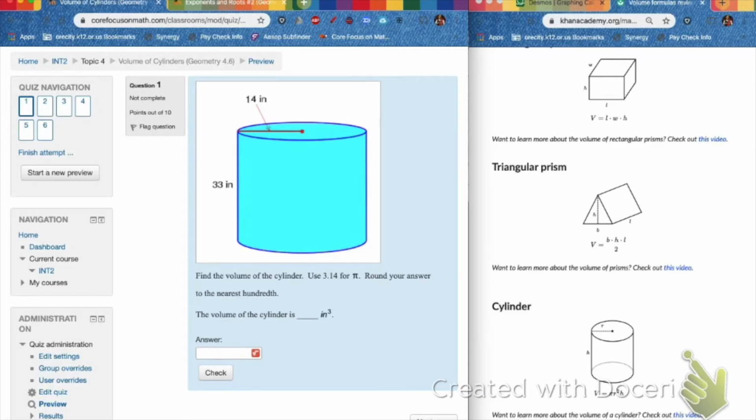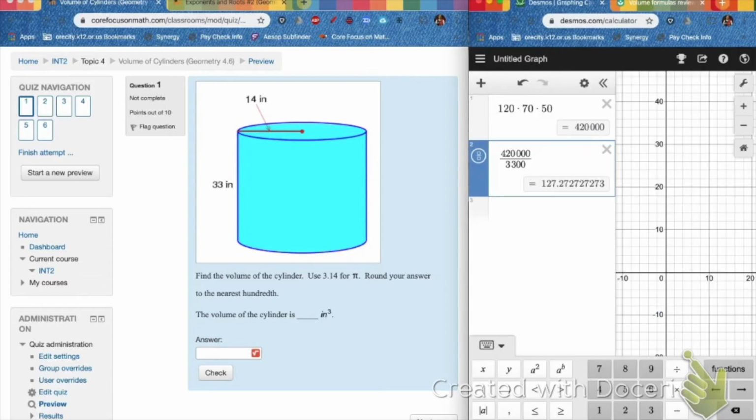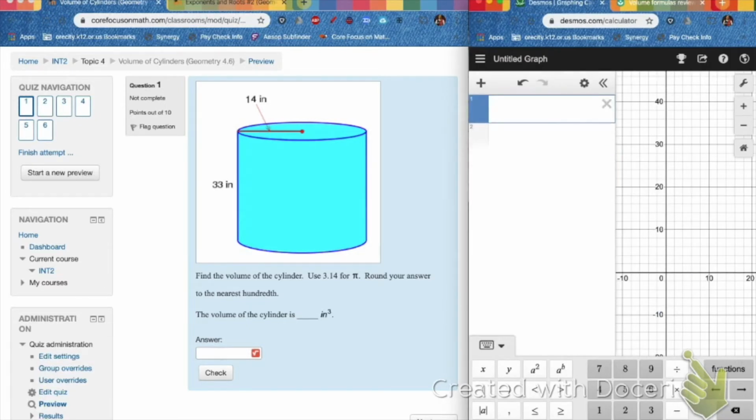So right off the bat, I can see I've got my radius of 14 inches. I've got my height of 33 inches. Pi is always going to be 3.14. You can notice again that there's a little 3 above the inches because we're once again in cubic units because of volume. So I could simply go over to my calculator and clear out what we did last time. And then I am going to follow the formula, which says pi, so start with 3.14.